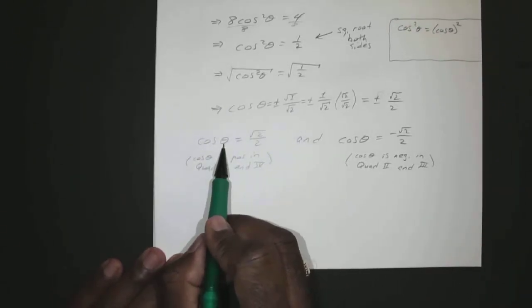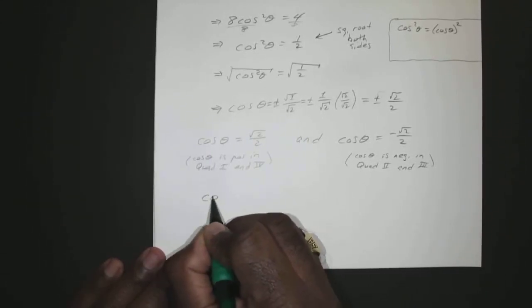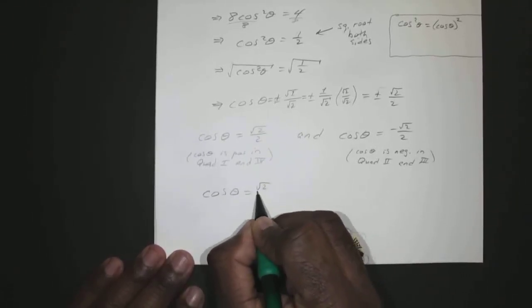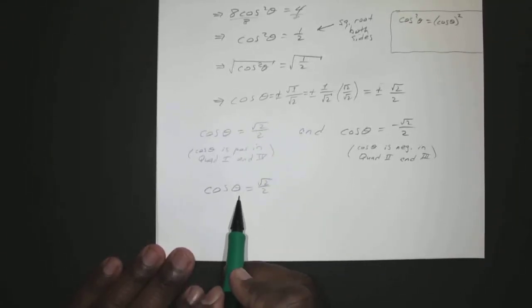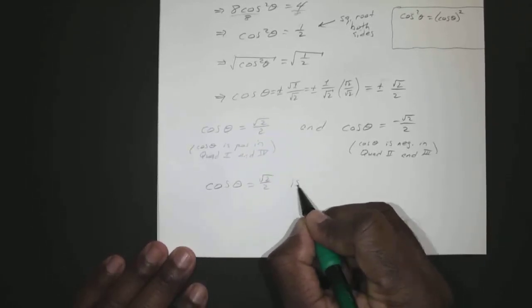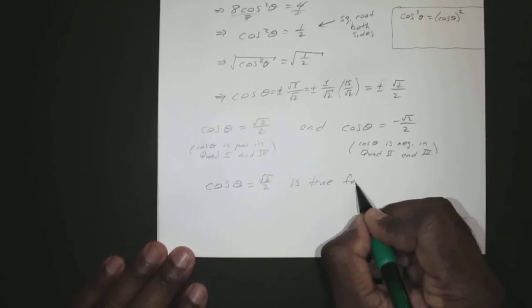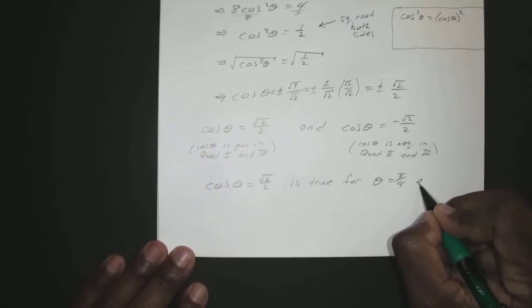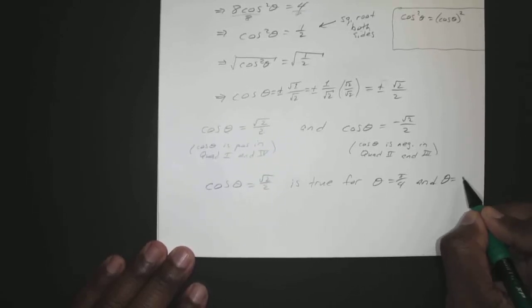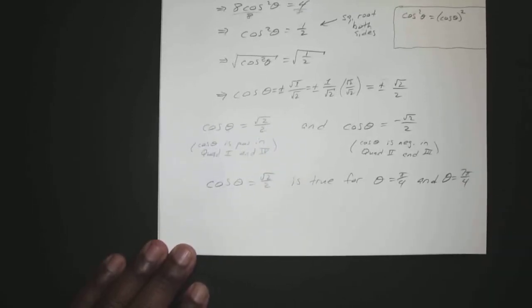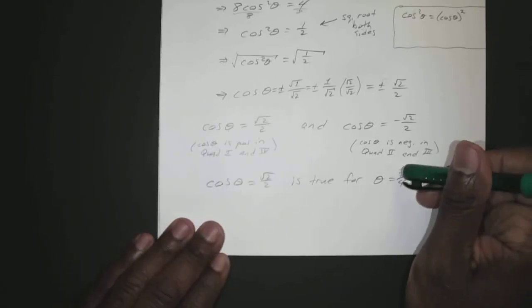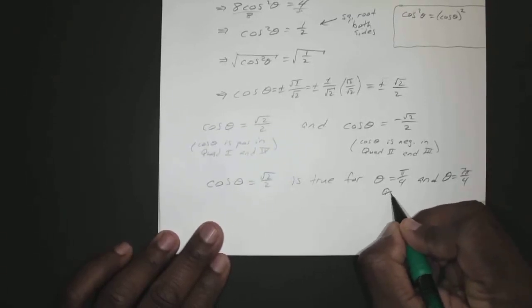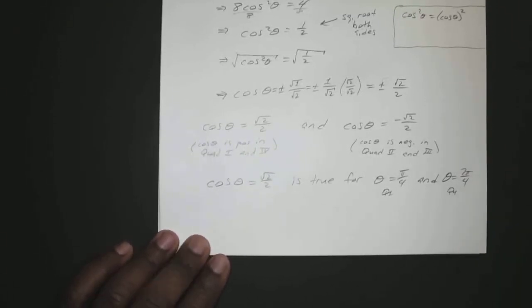Okay. So cosine of theta equals square root of 2 over 2 is true for theta equals pi over 4 in quadrant 1, and theta equals 7 pi over 4 in quadrant 4.